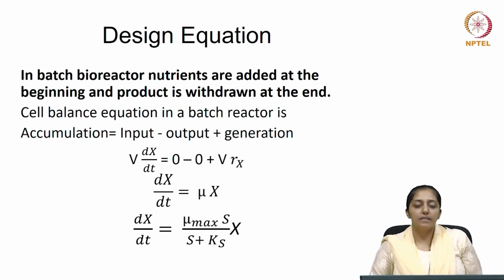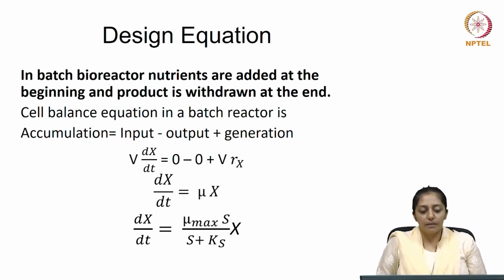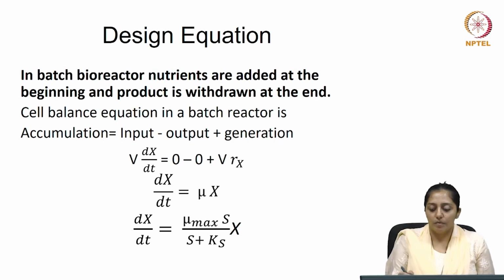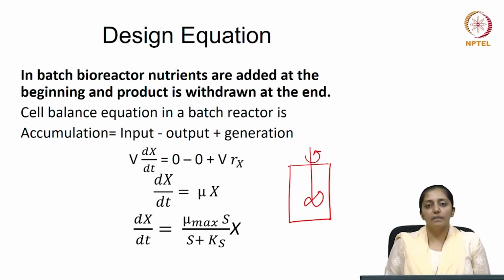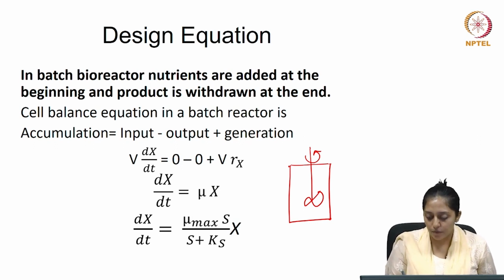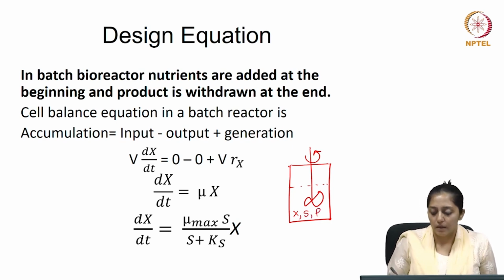So, now let us see the design equation for a batch bioreactor. Now, let me draw a schematic here for a reactor. As I said earlier, it is a closed system. Let us assume X stands for the biomass concentration inside the reactor broth, S stands for the substrate, and P is for the product, and V is your working volume inside the reactor.